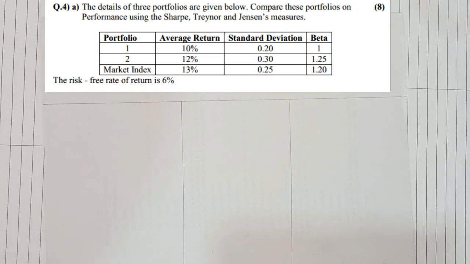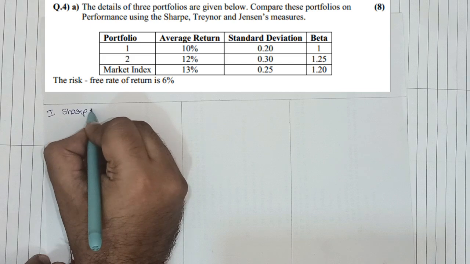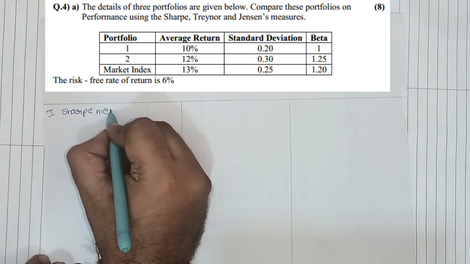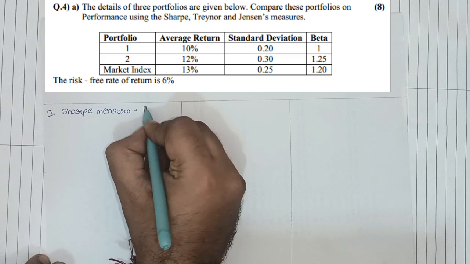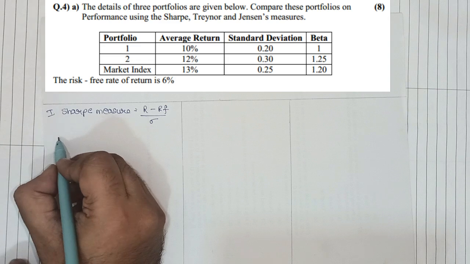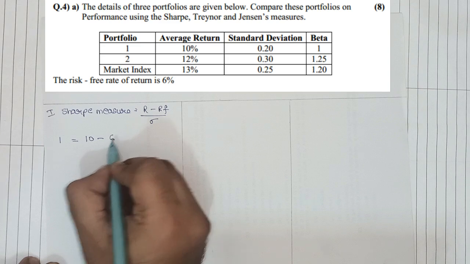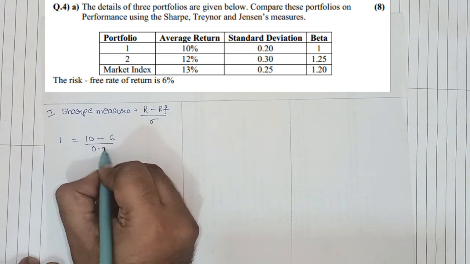Okay, now question number 4A. The details of three portfolios have been given. Compare the portfolios on performance using Sharpe, Treynor and Jensen's measure. They have given you the portfolio return, standard deviation, beta and the risk-free rate of return. Chalo, so we'll start first using Sharpe's formula. Formula is return minus risk-free return divided by standard deviation. We have portfolio 1. So return is 10 minus risk-free 6 upon standard deviation 0.20.